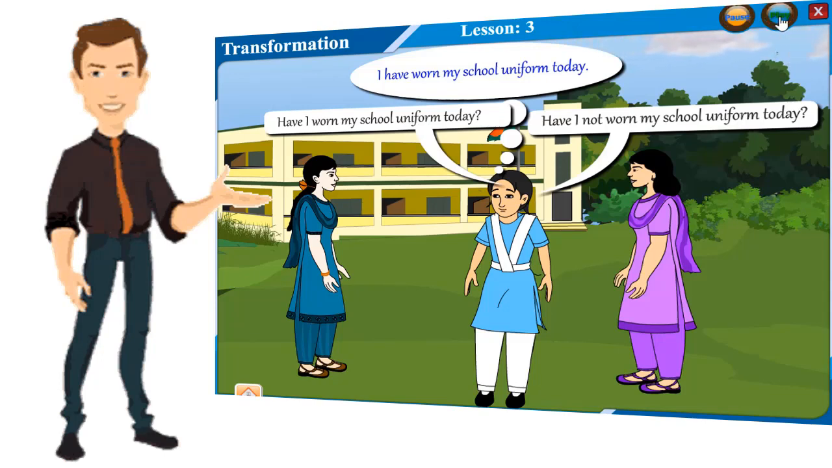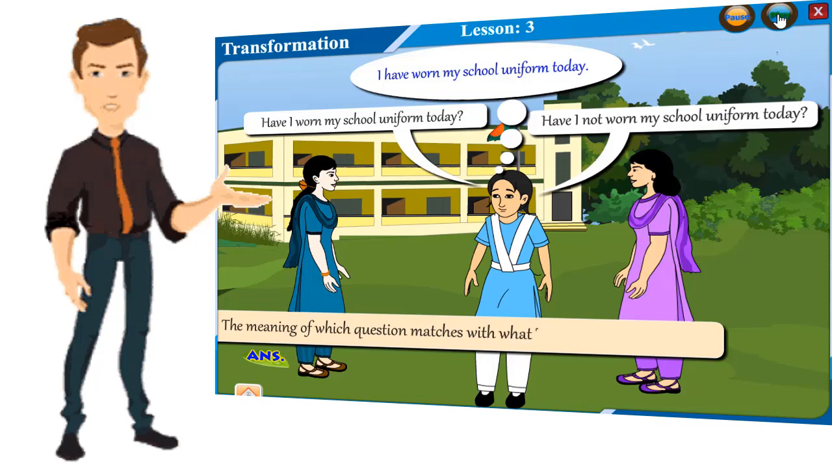Look, there are three sentences. One is, I have worn my school uniform today. Another one, have I worn my school uniform today? And another one, have I not worn my school uniform today? So, in this case, I have a question for you, and that is, the meaning of which question matches what she is saying silently?